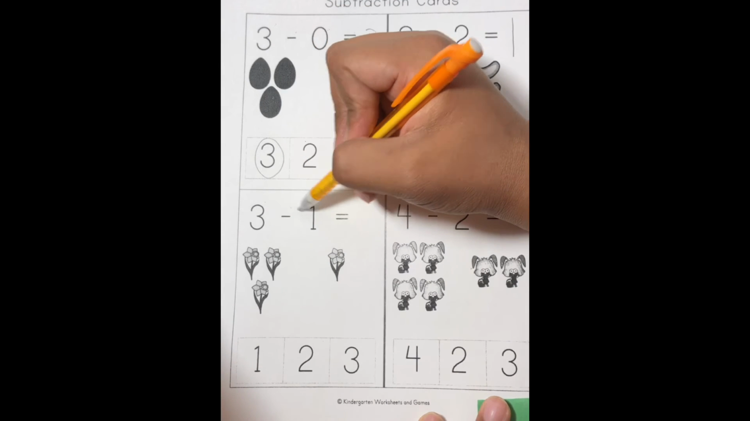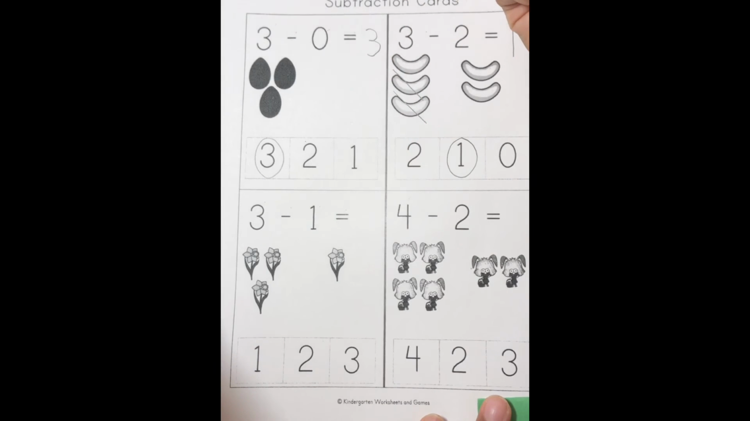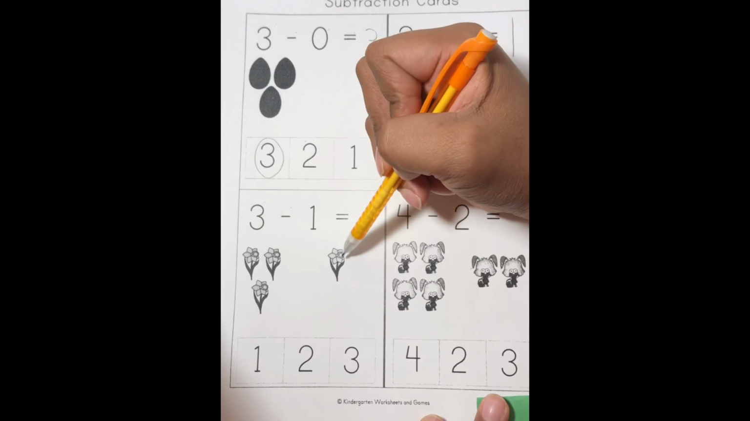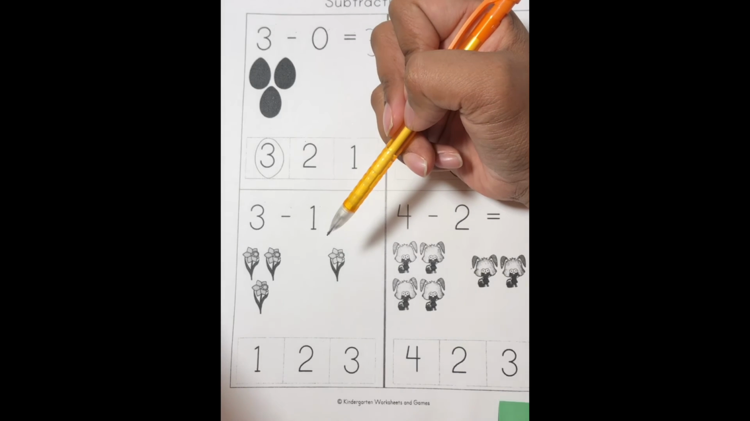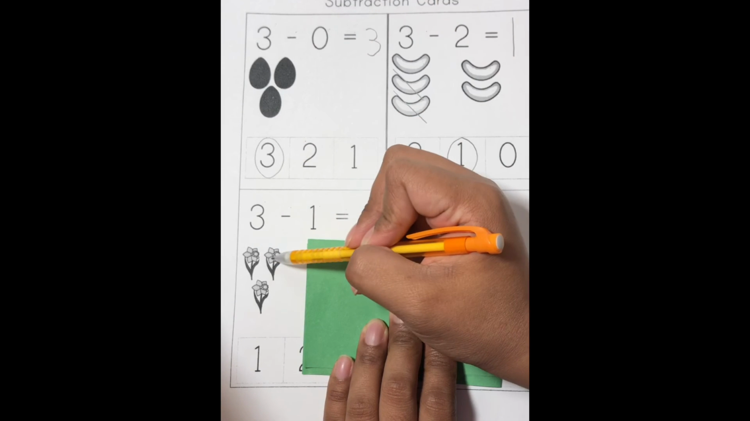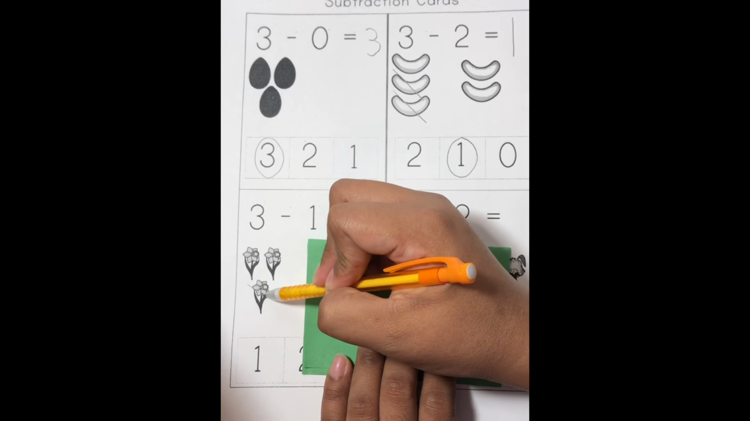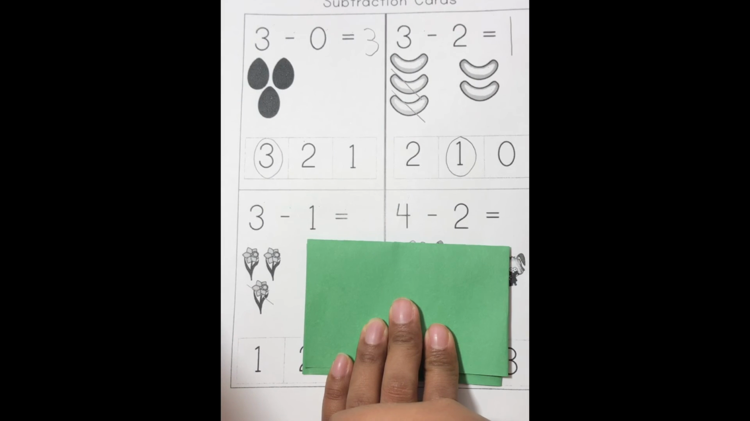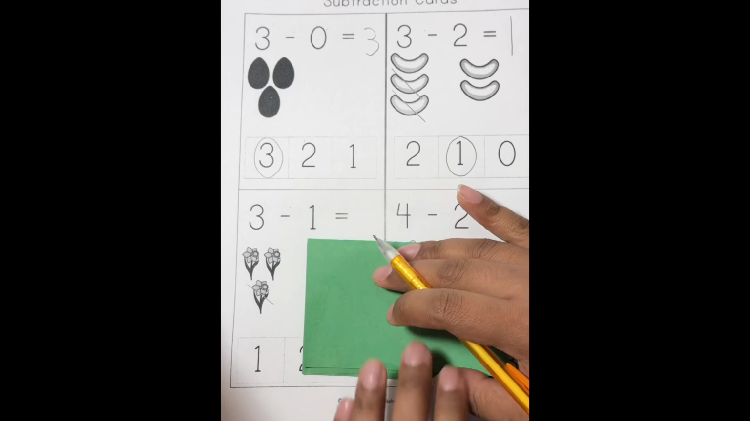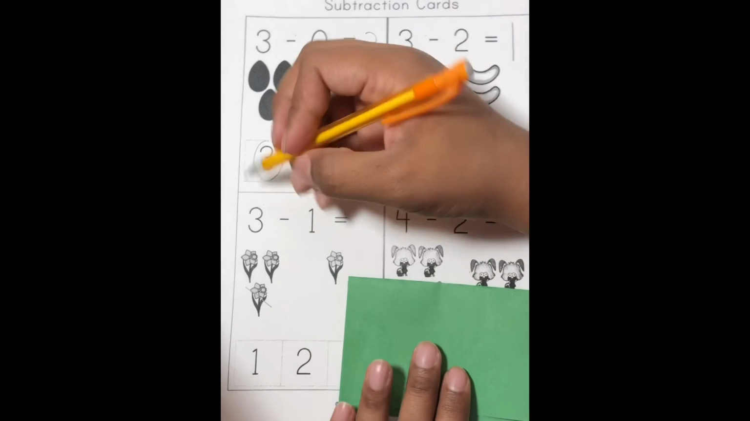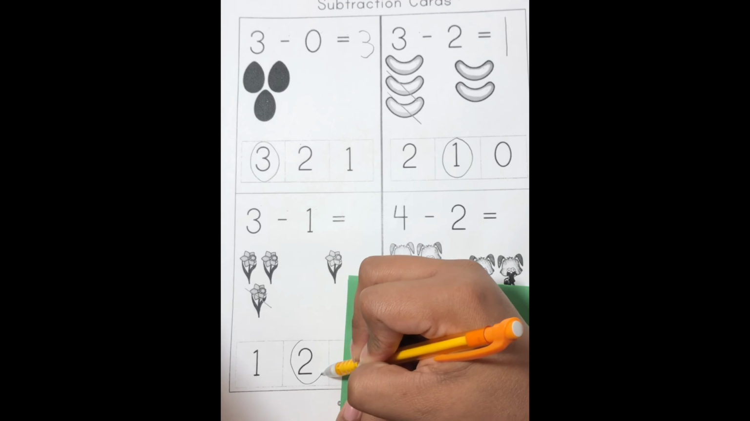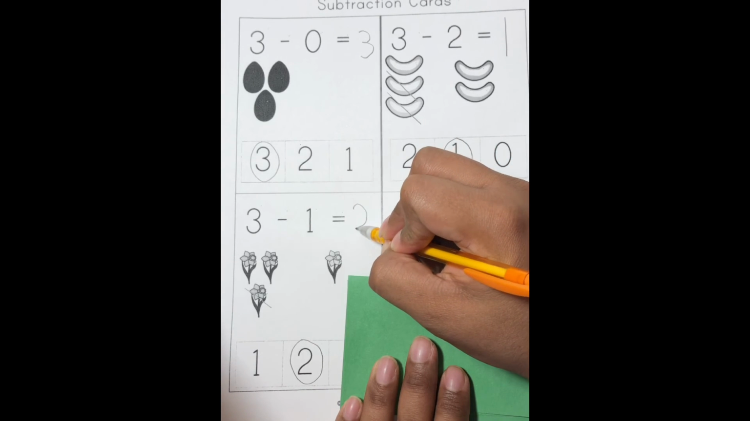You have 3 minus 1 equals, they didn't give you the answer, so let's go ahead and count how many flowers you have. You have 1, 2, 3, and then you also have 1 on the other side. So let me put my green paper right here to help you better. If I have 1, 2, 3 flowers and I take 1 away, how many flowers do I have left? Let's count together. 1, 2. You're right. So our answer would be 3 minus 1 equals 2. Let's circle our number 2 and let's write our 2 up here.